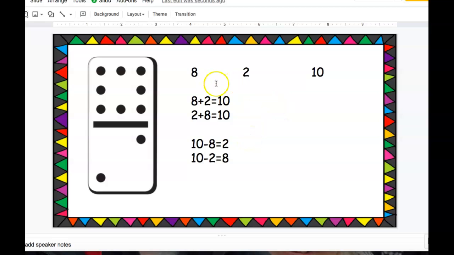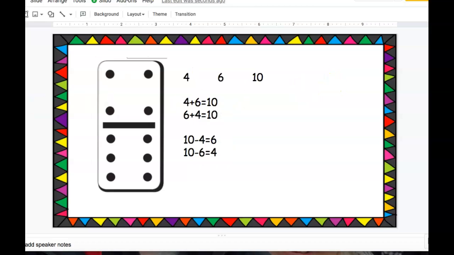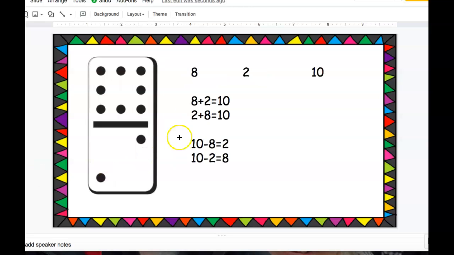Okay, so what I want you to really think about is 8 and 2 and 10. When they're all together, there's something called a fact family. The 3 numbers that are the 2 add-ins and the total, they kind of make just a little family here because with this cute little family of 8, 2, and 10, or a cute little family over here of 4, 6, and 10, they can do 4 different number sentences.